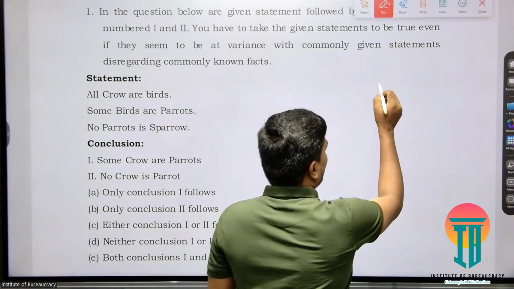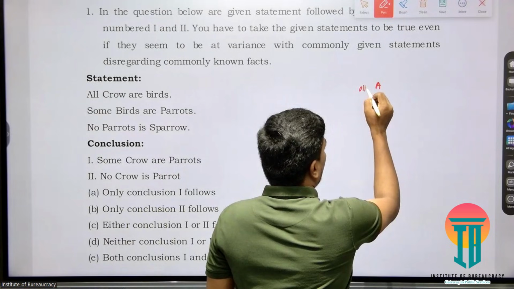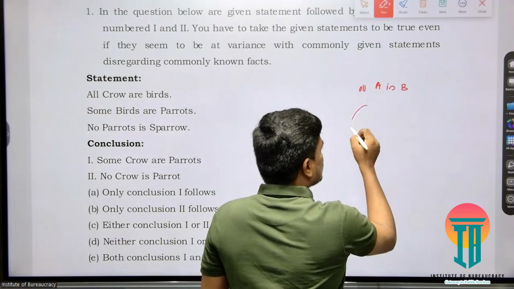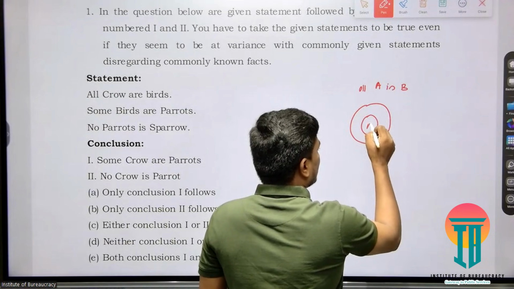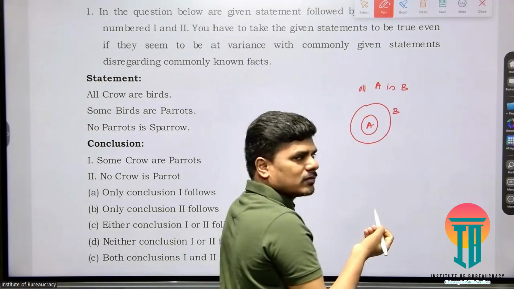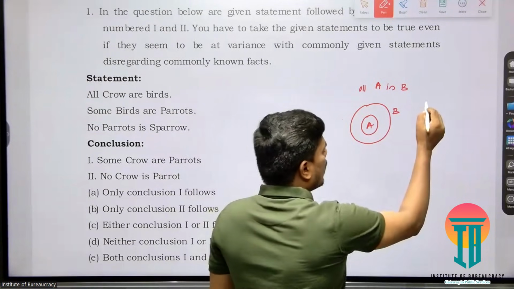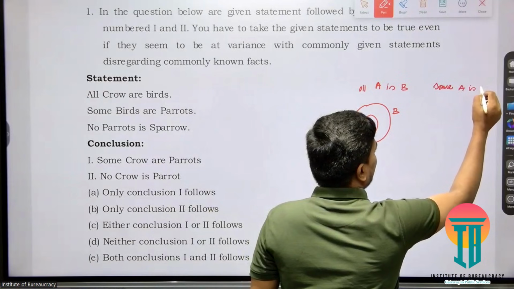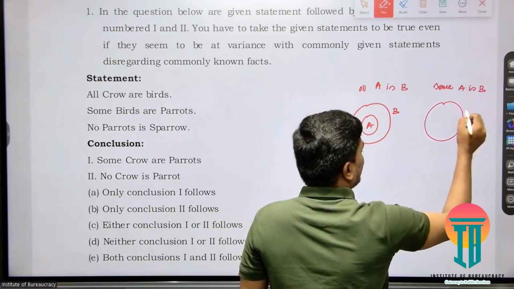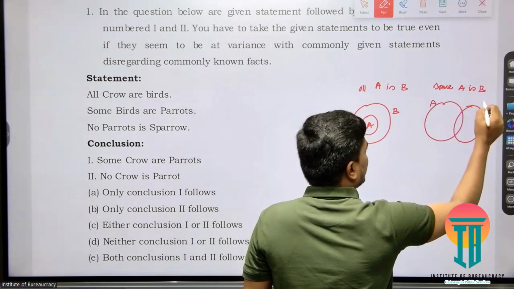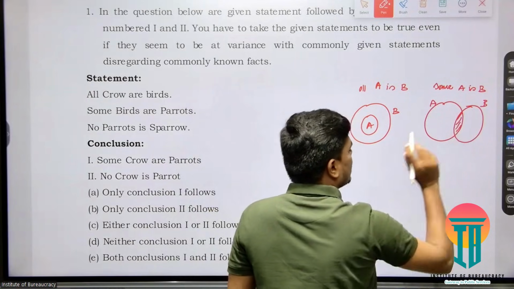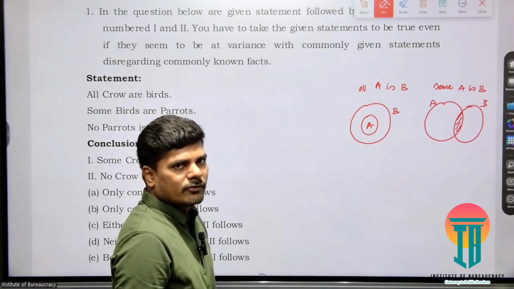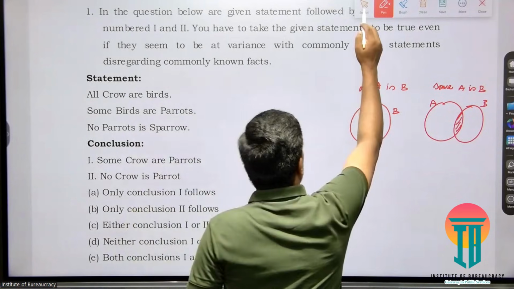Suppose the statement is all A is B. Then you draw all of A within B. Or if it is some A is B, we'll draw like this: this is A, this is B, some A is B. By drawing like this, you'll be able to solve this problem. So let's see how to solve this question.